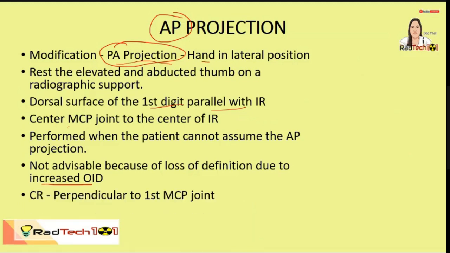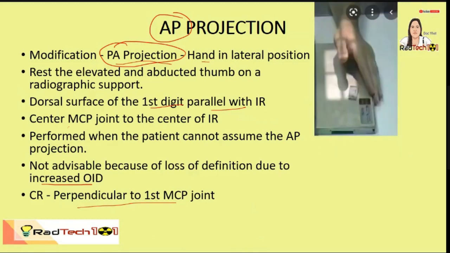So, central ray, the same pa rin. Yung position lang yung nag-iba. So, perpendicular to the first MCP joint. So, ito siya. So, as you can see, may distance, may gap. May gap na between the first digit and the IR. So, magkakaroon ng magnification. So, again, piniperform lang natin ito kapag the patient cannot assume the AP projection due to so much pain or because of the dislocation.